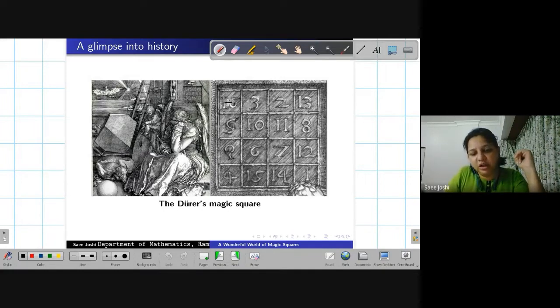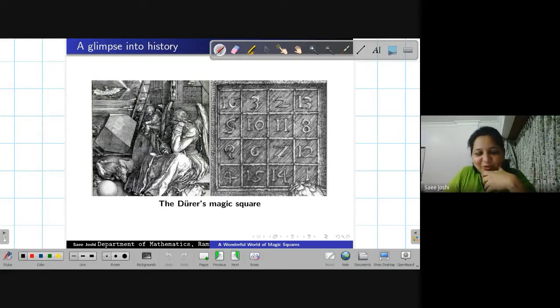If you look at the row sum, the column sum, and in fact even if you look at the diagonal sum, that turns out to be equal to 34. So this is therefore called the Dürer's magic square. Okay, and the main part of this is it has a lot more properties which we'll discuss shortly.